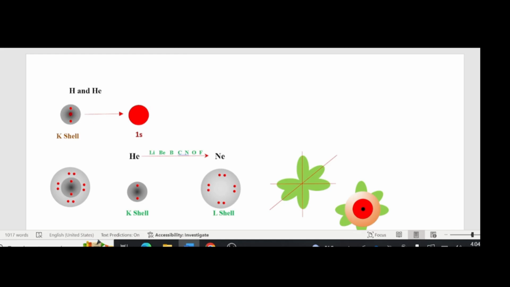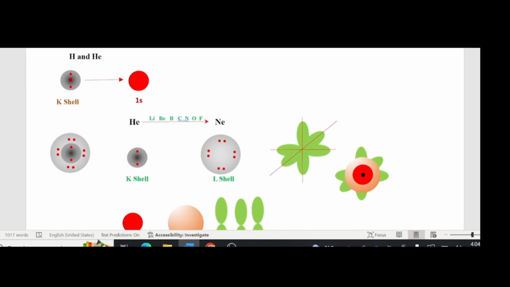Now they name these orbitals, they will call this an S orbital. And because it is found in the K shell, is the first set of orbital that's spherical like that, it is called a 1s orbital. Hydrogen and helium will have a 1s orbital because they are found in this K shell.